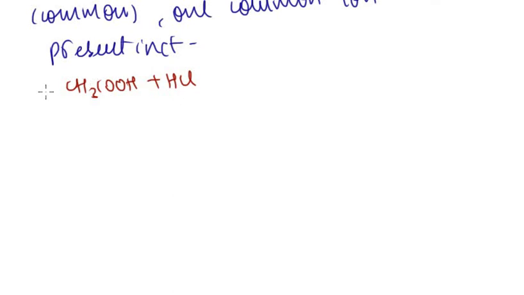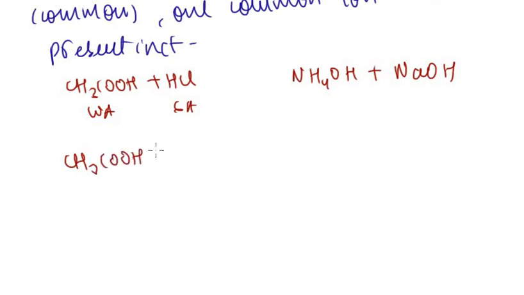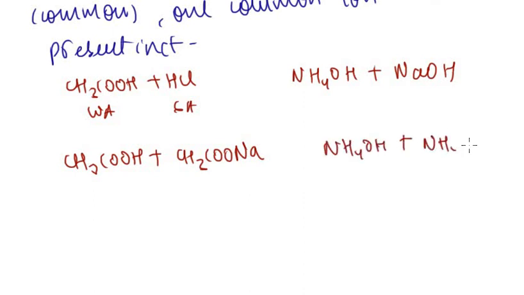HCl is a strong electrolyte and acetic acid is a weak electrolyte. Or we can say HCl is a strong acid, acetic acid is a weak acid. But they both give H plus. And let's say we have NH4OH and NaOH. Let's say we have acetic acid and sodium acetate. Let's say we have ammonium hydroxide and ammonium chloride. All these have some common ion.